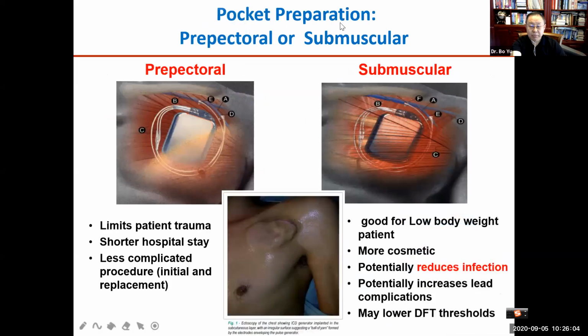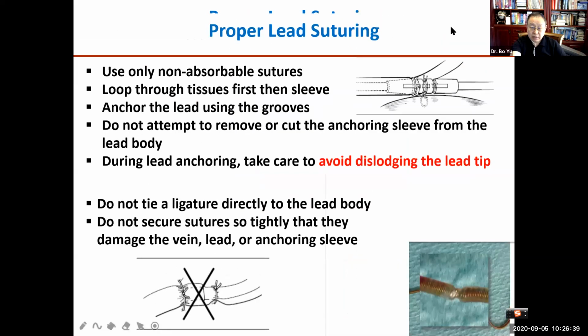As for the pocket preparation, we have two choices, pre-pectoral or submuscular. For the pre-pectoral, it limits patient trauma, gives shorter hospital stays, and less complicated procedures. But you don't want the pocket like this. The submuscular pocket is good for low body weight patients, is more cosmetic, potentially reduces infection, and may lower DFT thresholds. For the lead suture, use only non-absorbable sutures, loop them through tissues first, and do not tie a ligature directly to the lead body, in case you damage the lead.